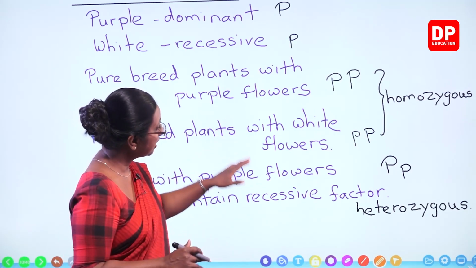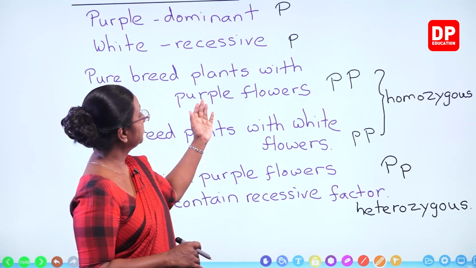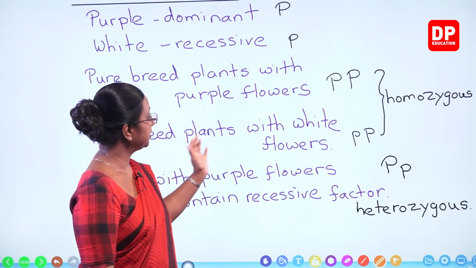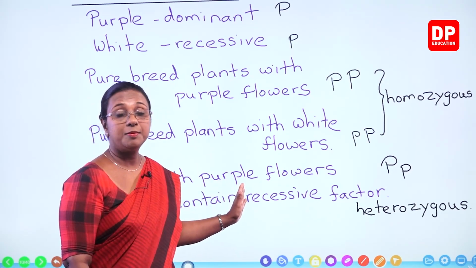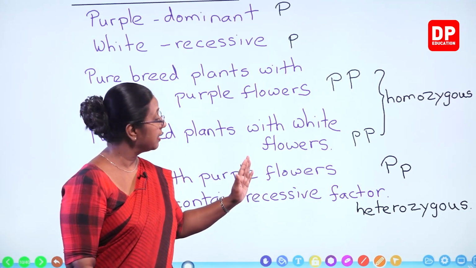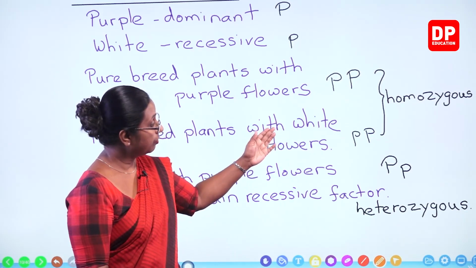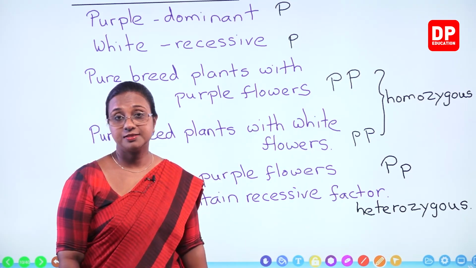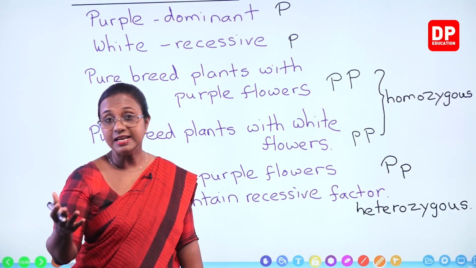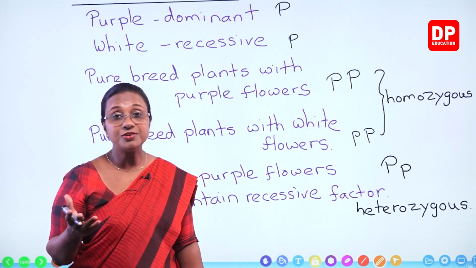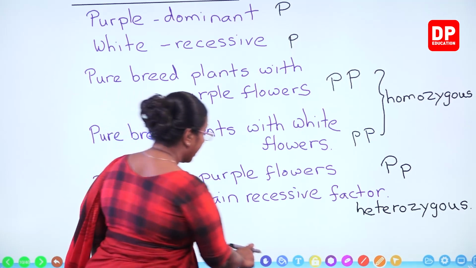Now do you all understand how we use letters? Dominant character, recessive character. Pure breed plants with dominant character, pure breed plants with recessive character, a plant with the dominant character, but there is a presence of recessive factor. Homozygous, heterozygous. Like this, I am sure you all can write for round seeds and wrinkled seeds. Can you all try that? Once you try that, you can check that with my answer.